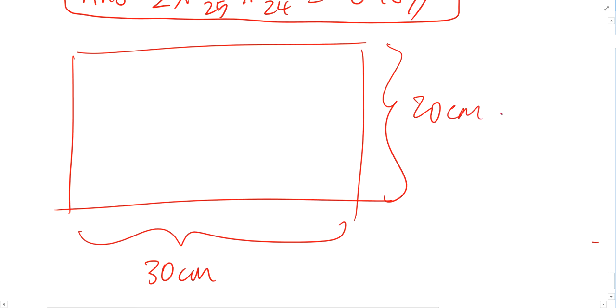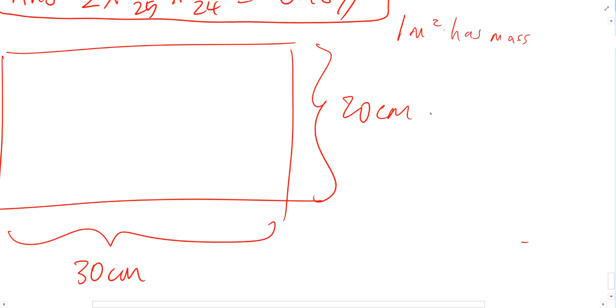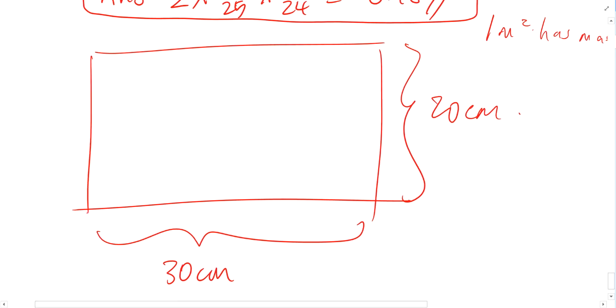The mass of the cardboard box is directly proportional to the area of the cardboard box. The greater the area, the more the mass. Obviously, right? And they gave us the relationship. 1 square meter has mass of 210 grams. Okay? So when I cut out a square of side 5 cm from each corner, take out 5 cm, 5 cm, take out 5 cm and 5 cm, 5 and 5.